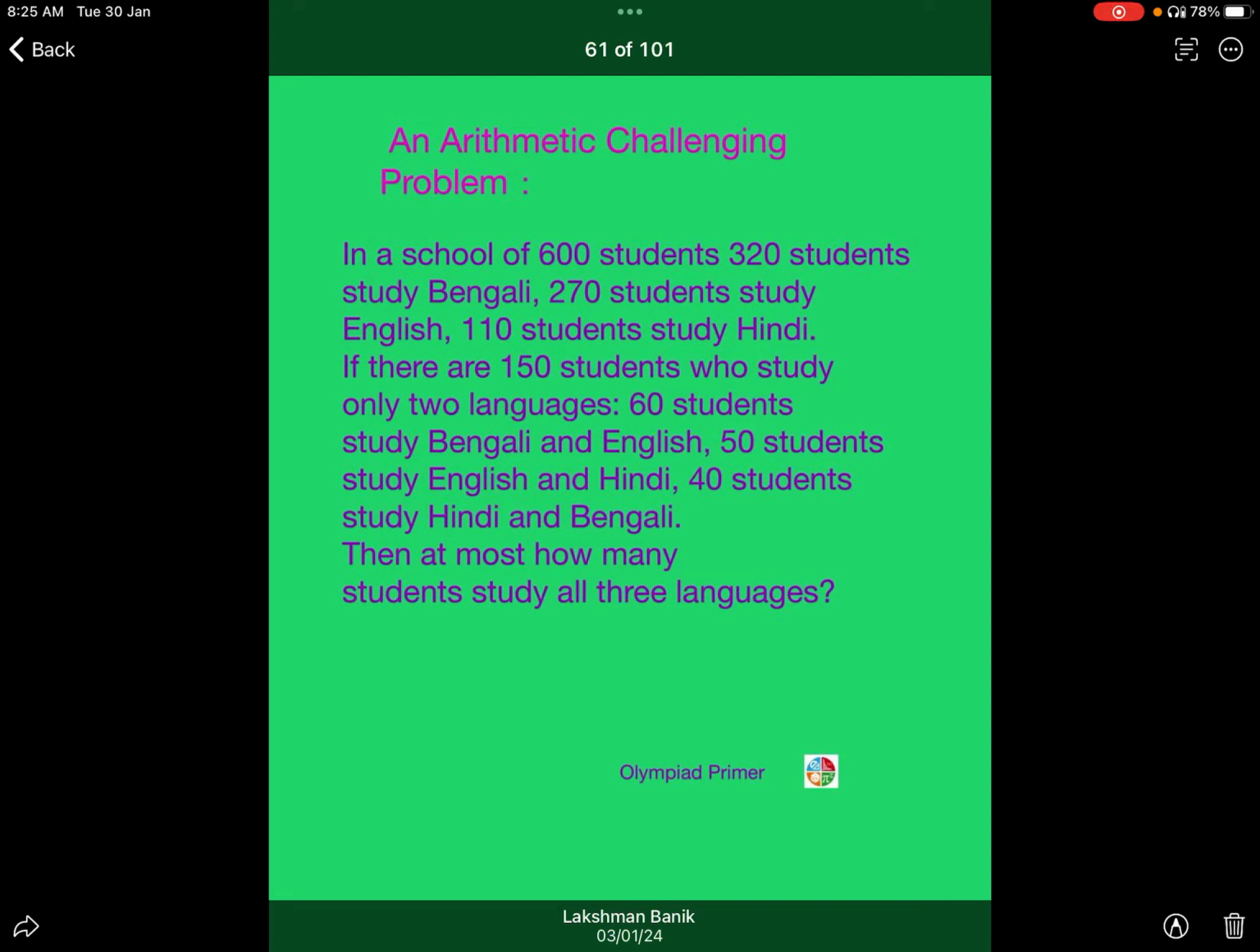Welcome to Olympiad Primer. Today we will solve a challenging arithmetic problem. The problem is a word problem, an arithmetical problem, but it was asked in a grade exam, the International Assessment of Indian Students exam. So let us try to analyze and solve this arithmetical problem.